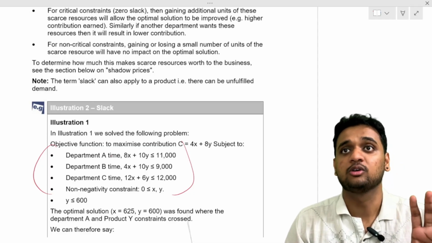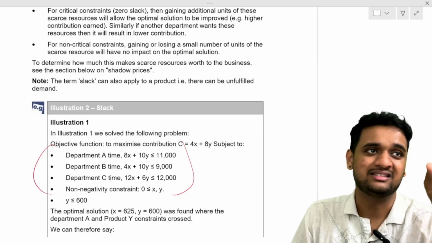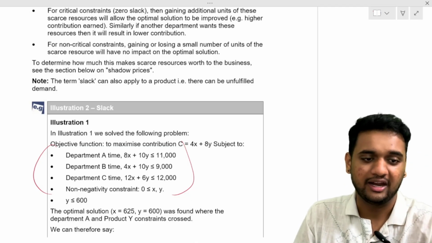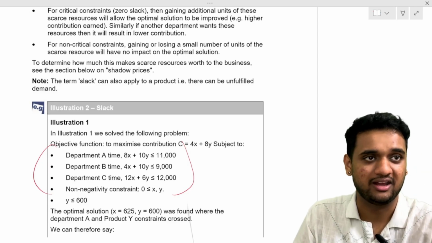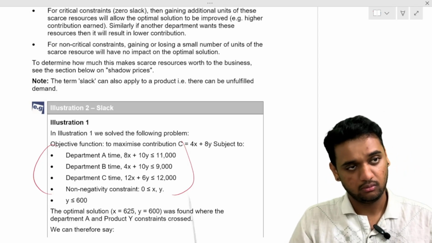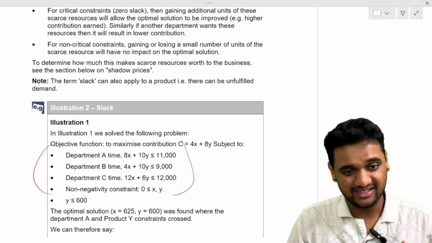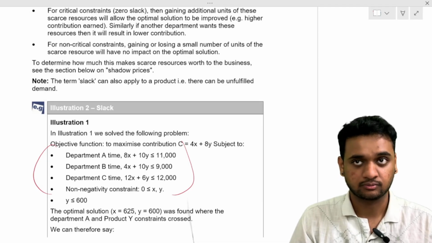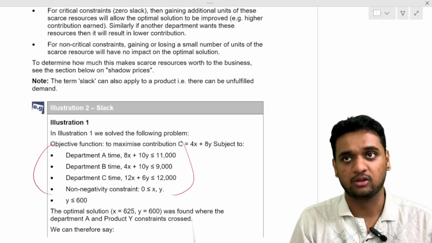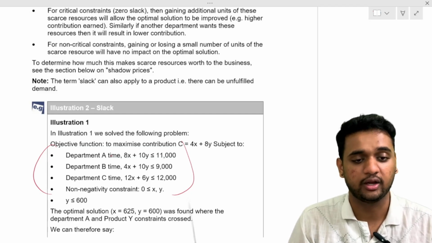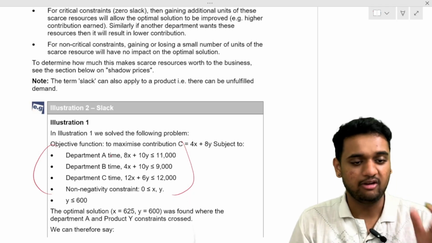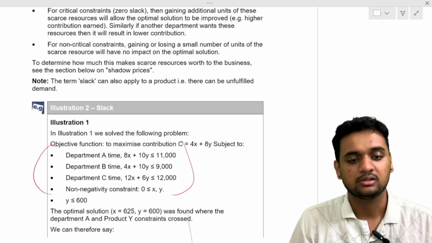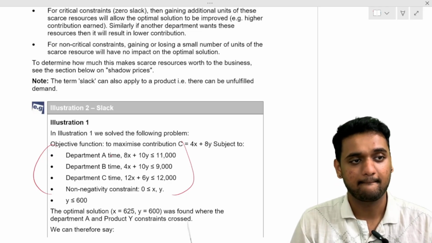What was our most optimal point in illustration number 1? X is 625, Y is 600. We will try to substitute that in every equation. Substitute 625 and 600 in Department A's equation: 8x plus 10y is equal to 11,000. Tell what you are getting. 11,000 we are getting exactly. Yes or no? Leave Department A. Substitute 625 and 600 in Department B's equation.